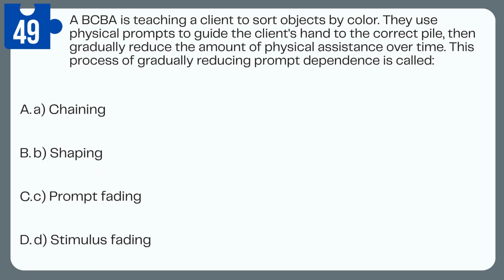Question 49. A BCBA is teaching a client to sort objects by color. They use physical prompts to guide the client's hand to the correct pile, then gradually reduce the amount of physical assistance over time. This process of gradually reducing prompt dependence is called A. Chaining, B. Shaping, C. Prompt fading, D. Stimulus fading.